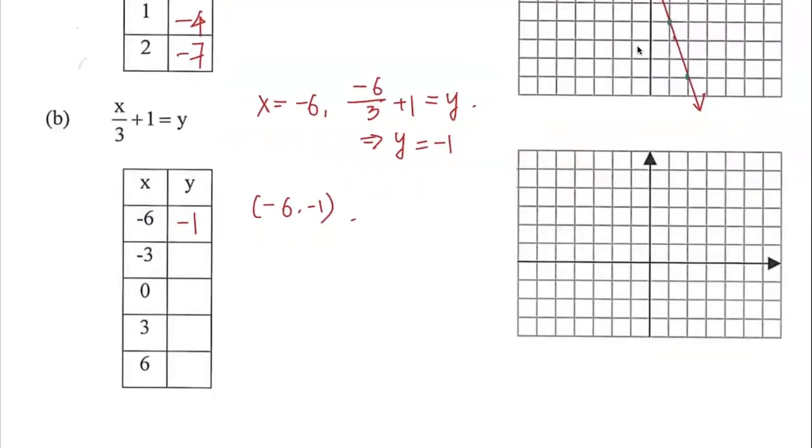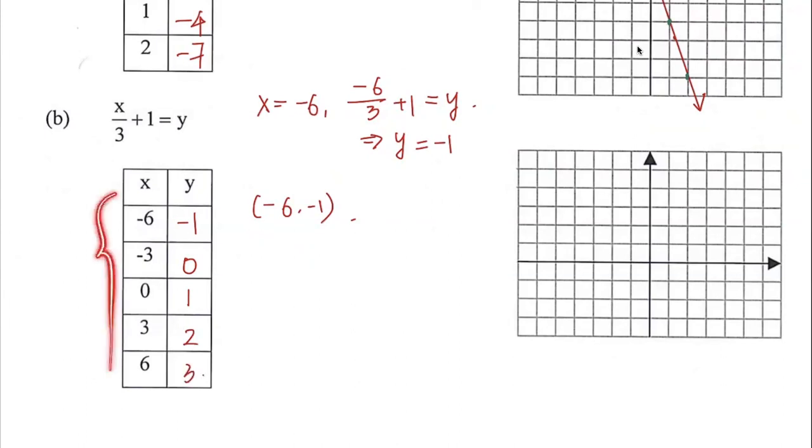Okay, so let's continue looking at this question. When x is minus 3, minus 3 over 3, that's minus 1. Minus 1 plus 1, that's 0. So here it should be 0. When x is 0, 0 over 3, that's 0. 0 plus 1 is y. So y is equal to 1. When x is 3, 3 over 3, that's 1. 1 plus 1, that's 2. When x is 6, 6 over 3, that's 2. 2 plus 1, that's 3.